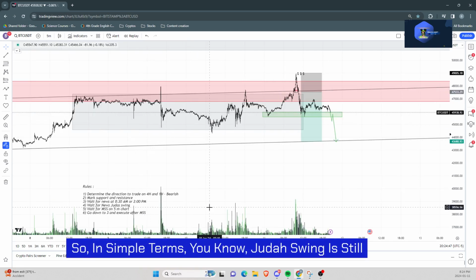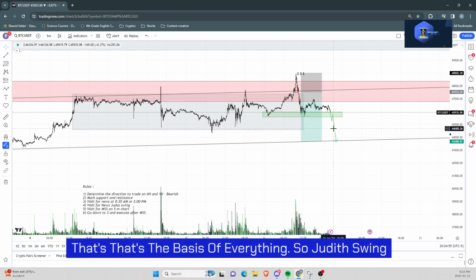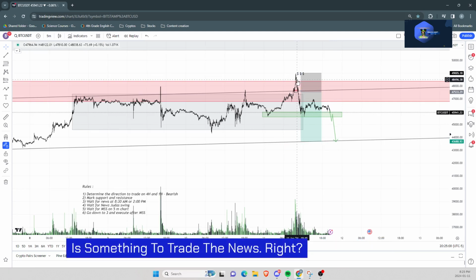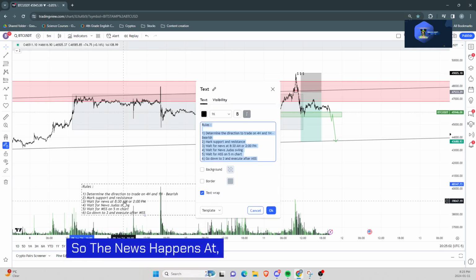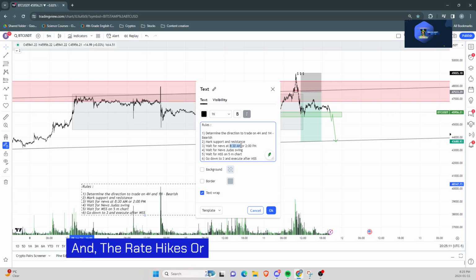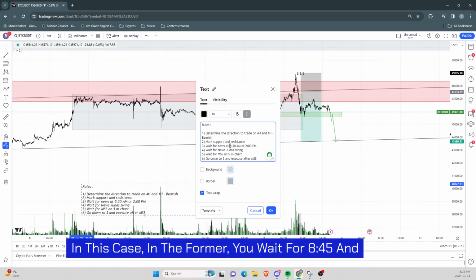So in simple terms, Judas swing is still accumulation, manipulation, and distribution. That's the basis of everything. So Judas swing is something to trade the news, right? Sometimes the news happens at 8:30. Most of the time, the economic data is released at 8:30, and the rate hikes or rate cuts are announced at 2 p.m. In this case, you wait for 2:22 and execute the trade. In the former, you wait for 8:45 and execute the trade.